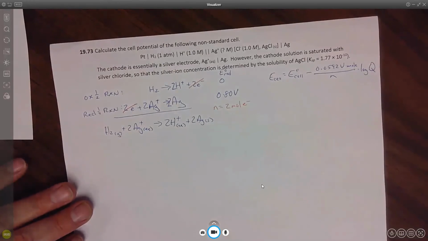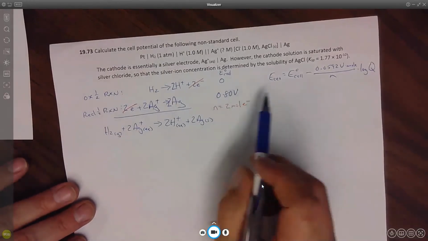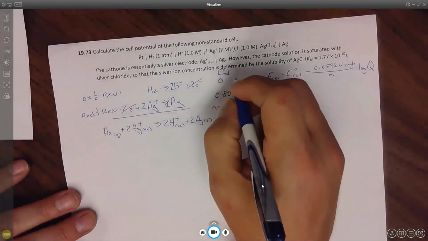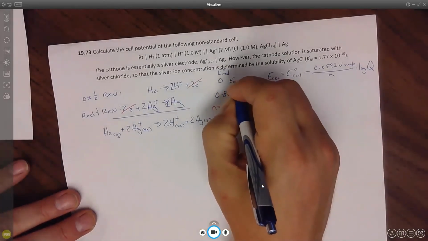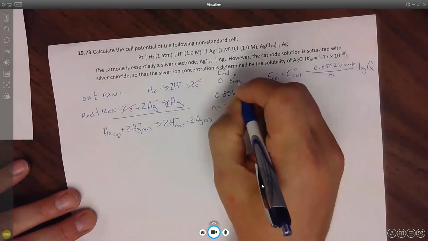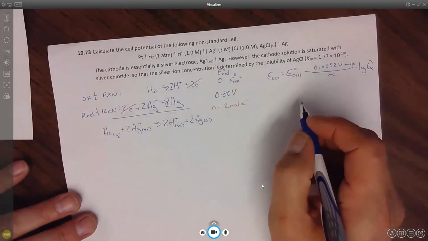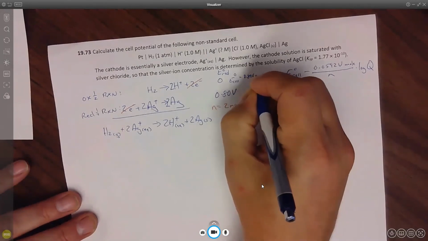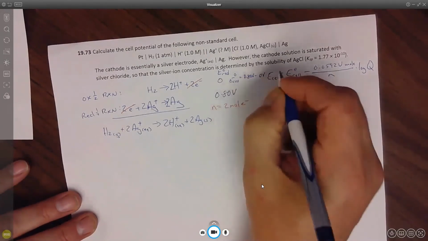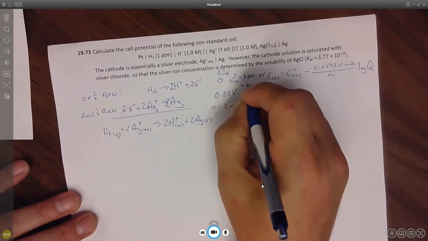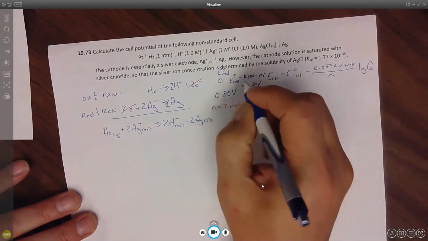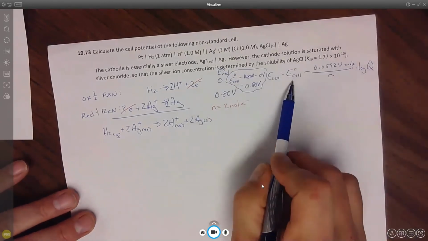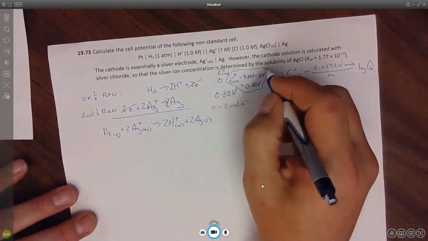Okay, so we also have to calculate E cell. E cell naught, again, is just the cathode minus the anode. So the cathode was 0.8 volts and the anode was 0 volts. So E cell is just 0.8 volts. So there is our E cell naught value.